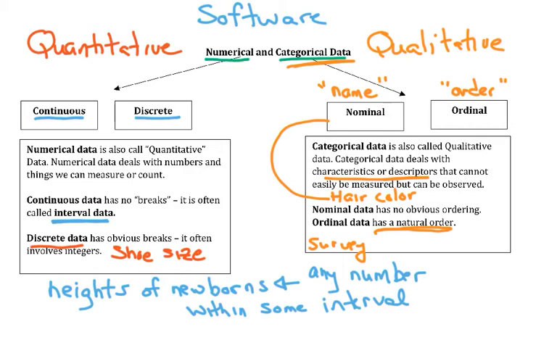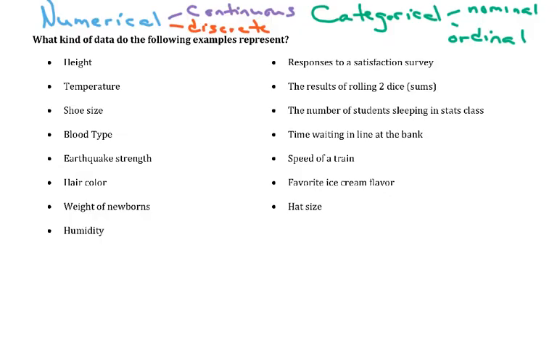So we're going to look at some examples and see if we can figure out what category these examples fall into. So, height. Height in general is always continuous numerical data. So this is numerical and continuous. The same with temperature. Now, we're only limited by our measurement tools, but temperature can take on any number within a range of values. So this is numerical and continuous.